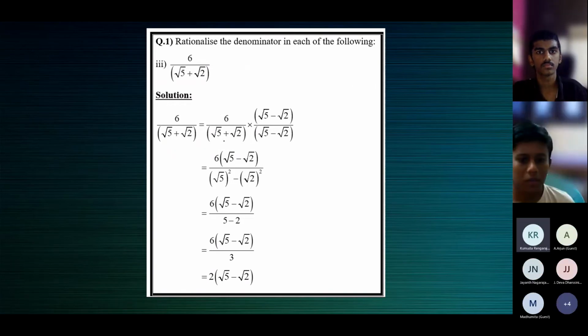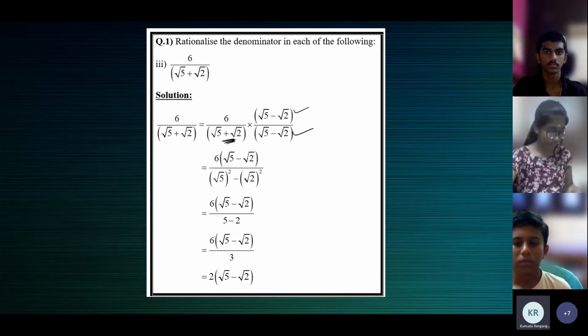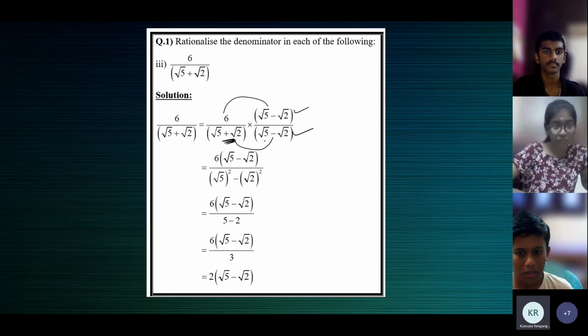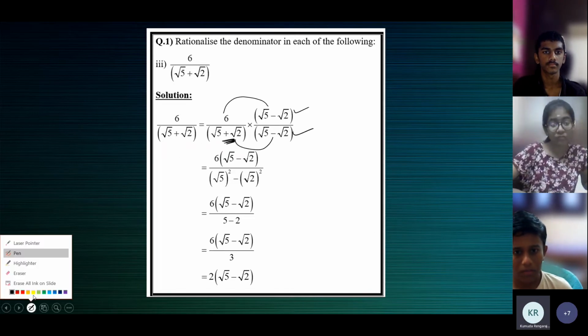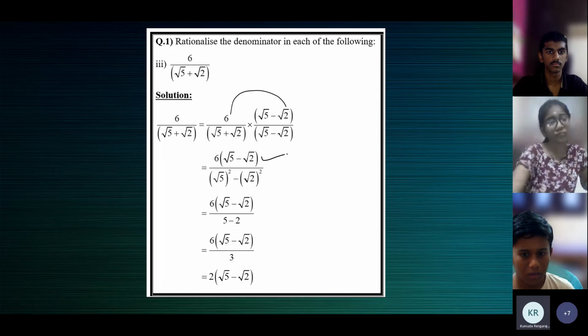See here, this is the given expression. The denominator is irrational. So we multiply the numerator and denominator by the conjugate of the denominator, which is root 5 minus root 2. That's the first step. Next, we multiply the numerators, we multiply the denominators. So 6 into root 5 minus root 2 is written like this.